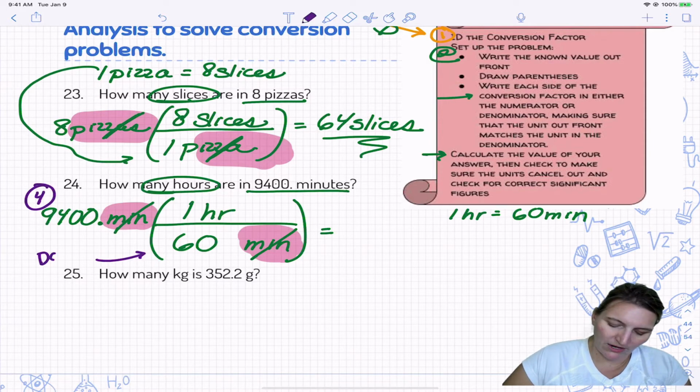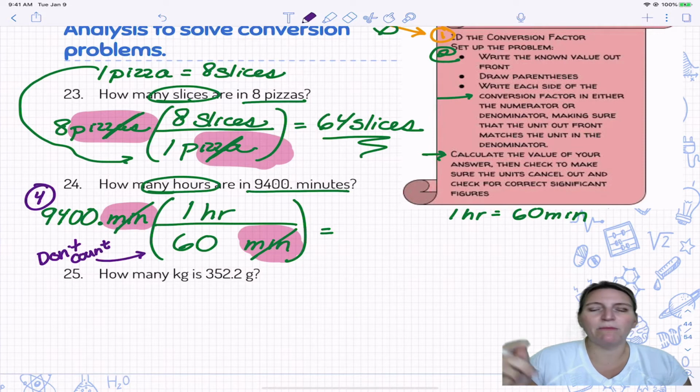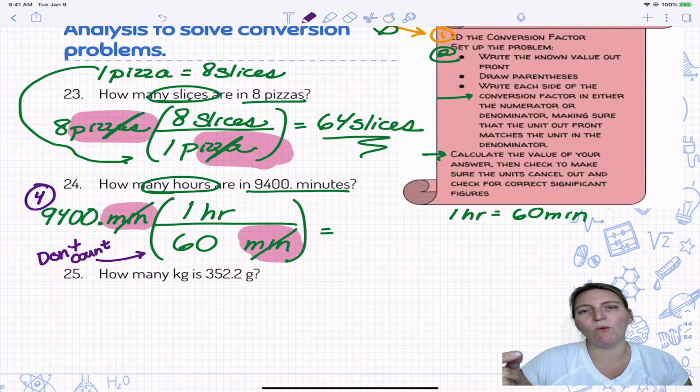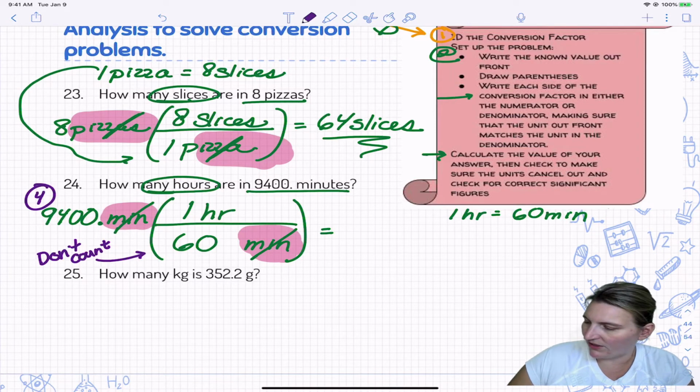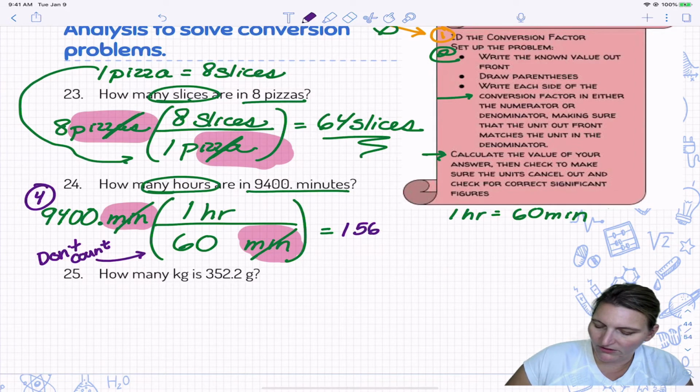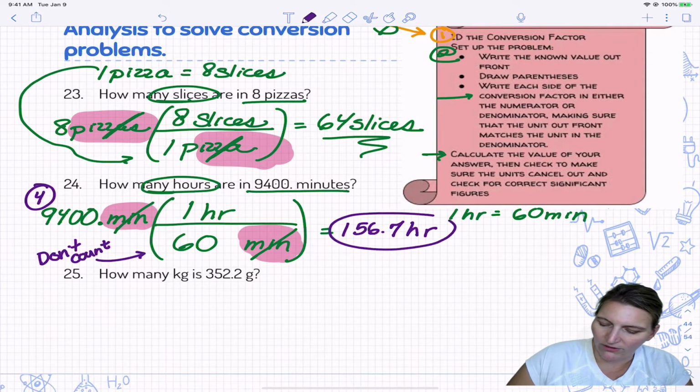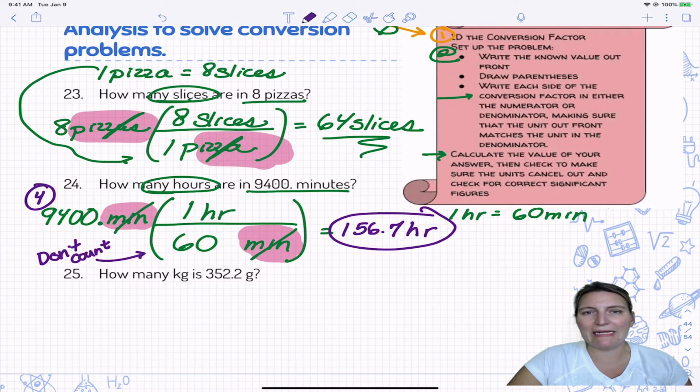So these don't count. I know that may be weird, but remember that significant figures are all about what instrument you use to make the measurement. There was no instrument that was used to make the measurement of 1 hour is equal to 60 minutes. We defined an hour to be 60 minutes long. So my answer is going to have 4 significant figures, and my answer is 156.7, and the only unit that I have left is hours. So there's my answer there.